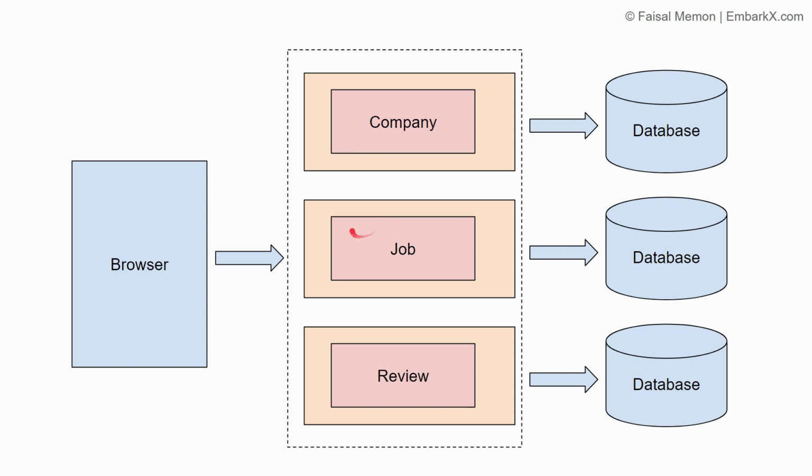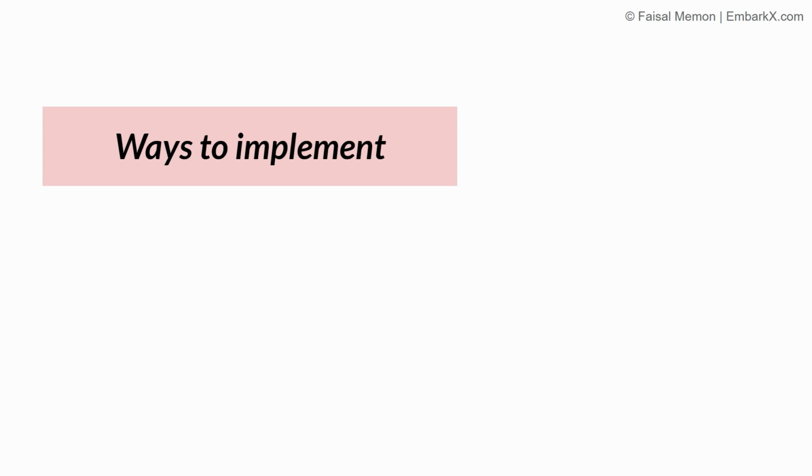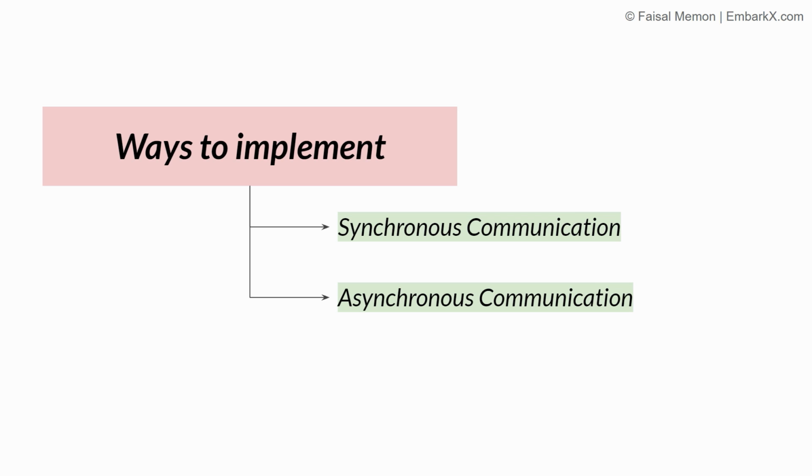So this makes inter-service communication a fundamental part of any microservice architecture. Now, there are different ways to implement inter-service communication. The number one way is synchronous communication, and then we have asynchronous communication. The synchronous communication mode uses a synchronous request-response mechanism where the client waits for a response from the server before proceeding. And this can be achieved through HTTP-based protocols like REST or even SOAP.